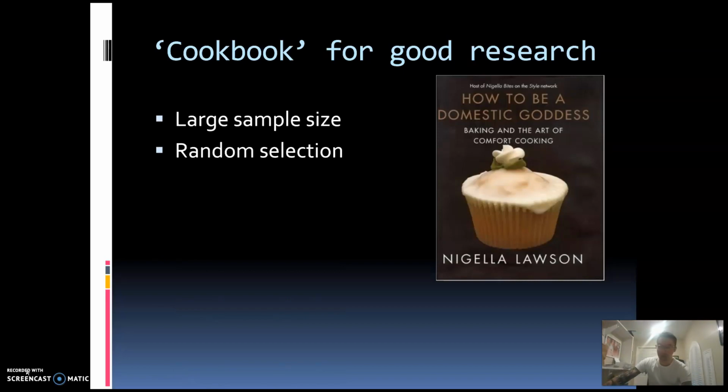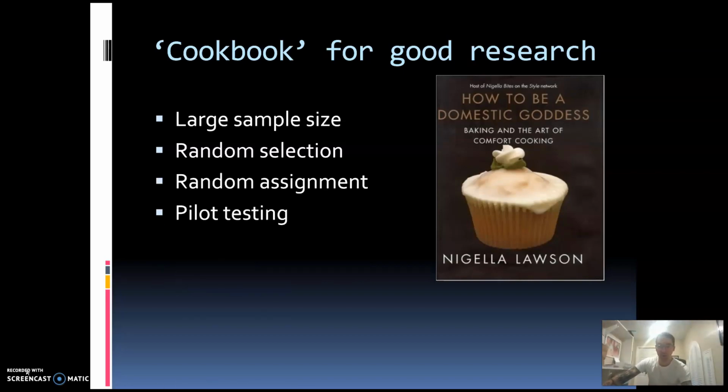Random selection, of course, we talked about this on the last slide. Ideally, if it's possible, that would be great, just because it reduces bias. Once again, random assignment as well, for the exact same reason. You reduce bias when you reduce those sorts of things.